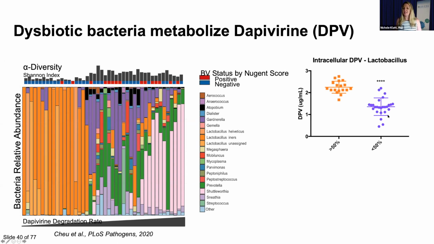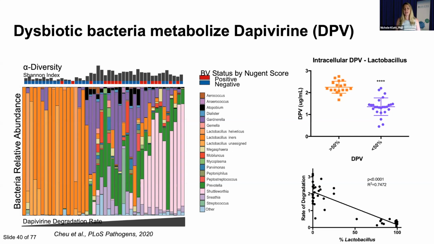But anyways, the same thing here. When you look at the women who do not have Lactobacillus on the right in purple, you have less of the active, intracellular dapivirine if you have BV, whereas if you have Lactobacillus dominance, you have a much higher level. And again, the rate of degradation is inversely associated with Lactobacillus.